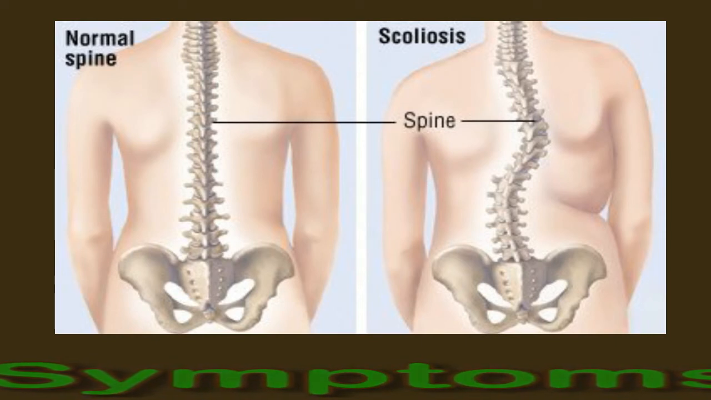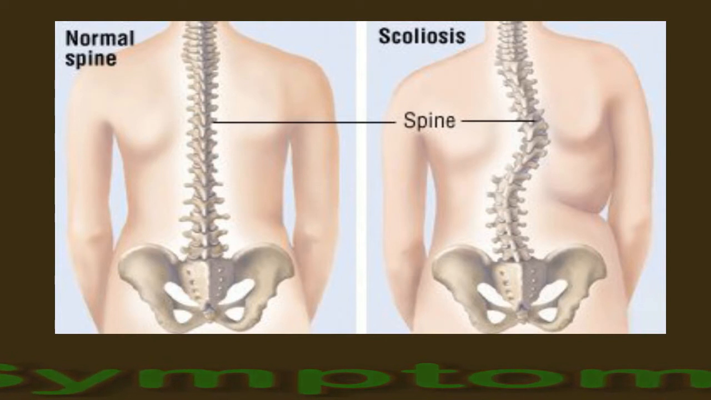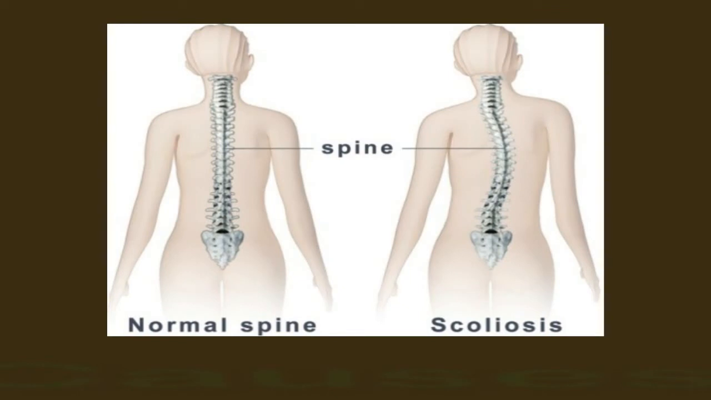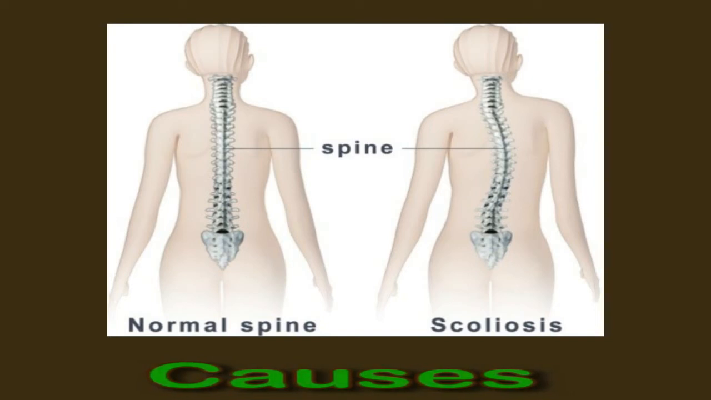If an infant does not receive treatment for scoliosis, they will be more at risk of problems later in life, such as impaired heart and lung function. Cause. Some of the possible causes of scoliosis are neuromuscular conditions. These conditions affect the nerves and muscles. They include cerebral palsy, poliomyelitis, and muscular dystrophy.